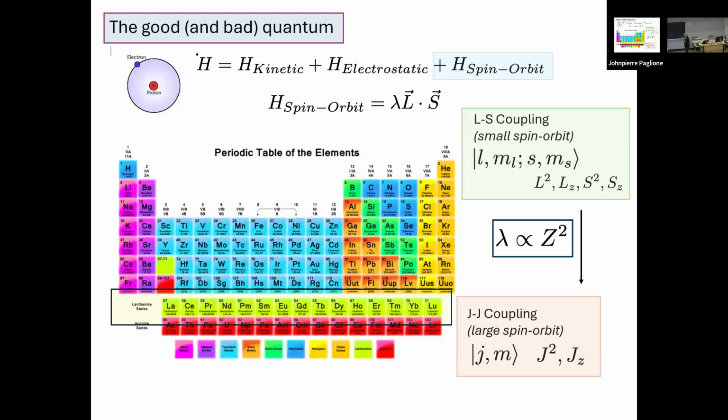It's the biggest part of the Hamiltonian. And what that means is that if you start doing approximations, down here the good quantum numbers, the observables that commute with the Hamiltonian, are actually the total angular momentum squared and its corresponding value Jz. So it's not L, S, M, whatever. Down here, it's the total J, which is L plus S, and its corresponding Z-axis projection.